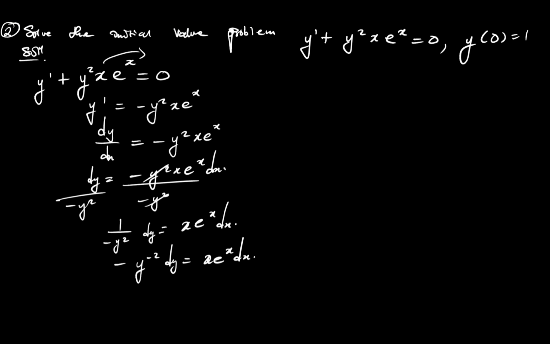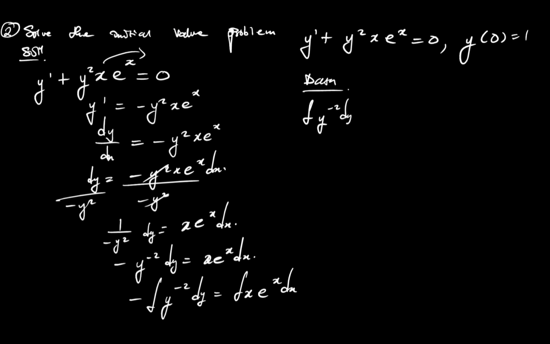By introducing the integral sign, we can put the negative outside: the integral of y to the minus 2 dy being equal to the integral of xe to the x dx. So with this in mind, what we can clearly do is integrate separately. So I'll just say theta and find the integral of y to the minus 2 dy.